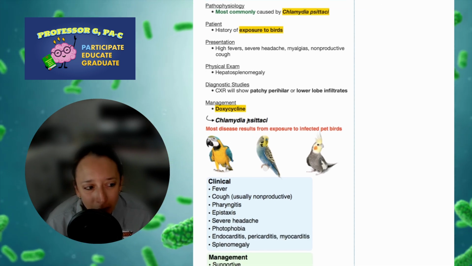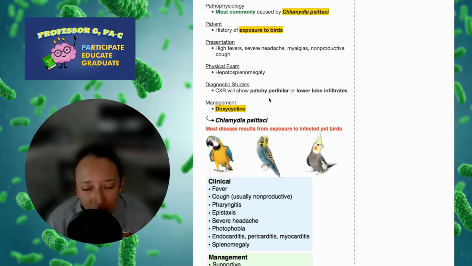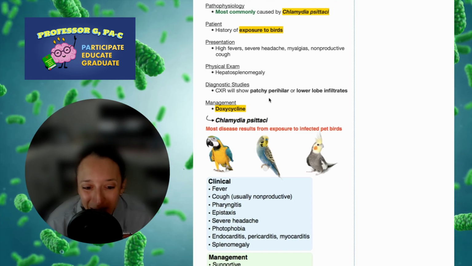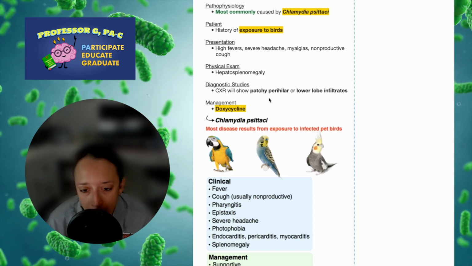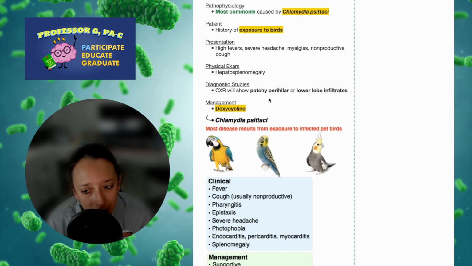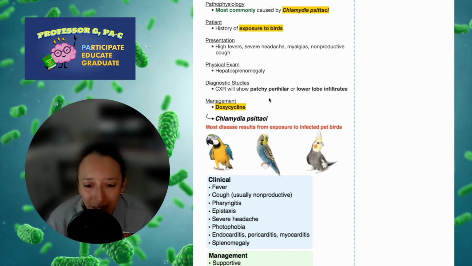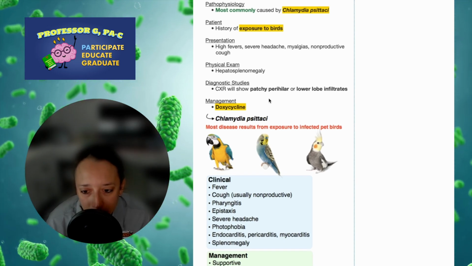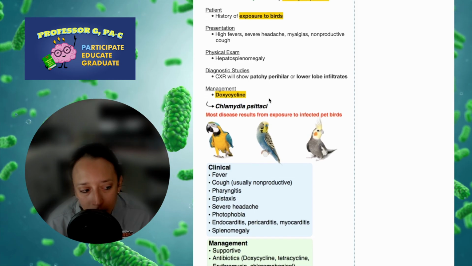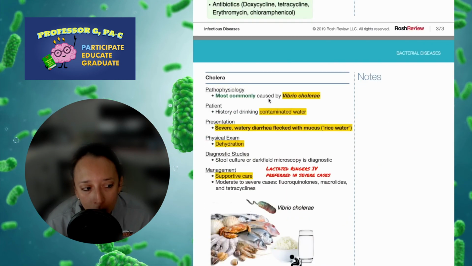So just think birds. I always see the word psittaci or psittacosis, and I think parrot for some reason, because parrot has the letter P in it as well. And if a patient presents with pneumonia and a clear history of cleaning bird cages or owning parrots, you want to think psittacosis every time, at least initially.